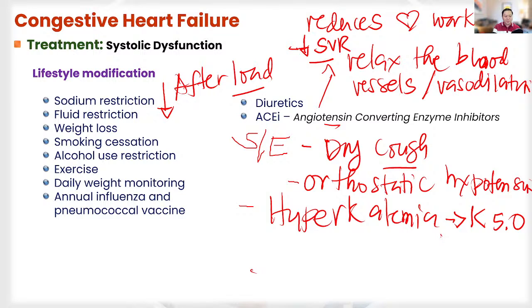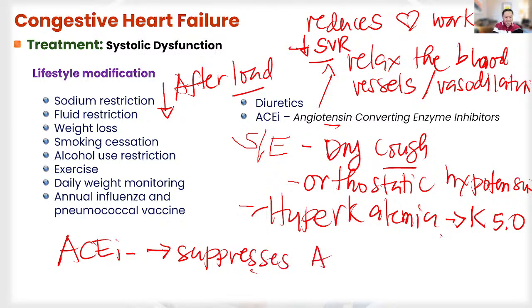Now, talking about the hyperkalemia. The reason that there is hyperkalemia when the person takes the ACE inhibitor, because when the patient uses the ACE inhibitors, it will what? Suppress the aldosterone. It suppresses aldosterone. Remember, guys, that the aldosterone is the regulator of potassium.